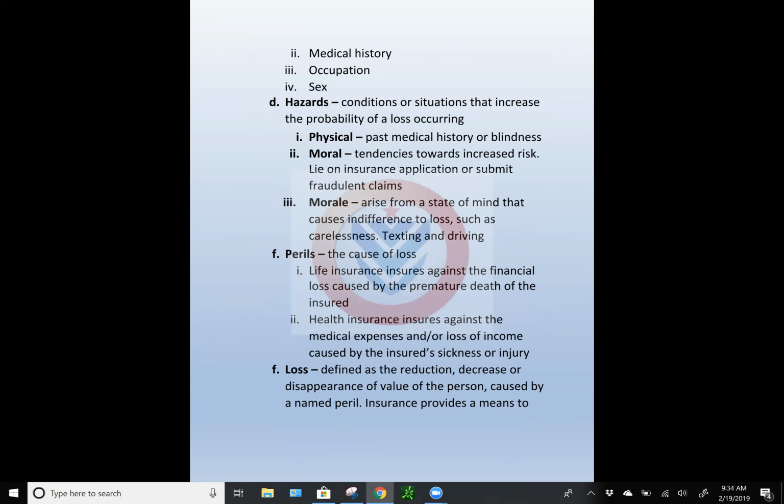Moral hazards, think of your morals, tendencies towards increased risk. Think of somebody that lies on their insurance application or submits fraudulent claims. Okay, that's their morals at work. So that is a moral hazard.